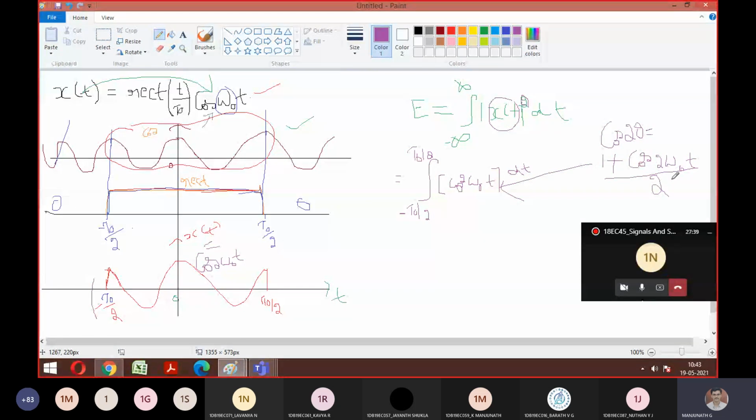So what should you do now? You should integrate the individual terms. So you can take the integration of 1 by 2 into dt. That is the first term, right? Yes or no, guys? Are you understanding what I'm doing here? I have substituted x of t as cos omega naught; since the square was there, it became cos square omega naught t dt. We know the cos square theta formula: 1 plus cos 2 theta divided by 2. That you are simplifying here.